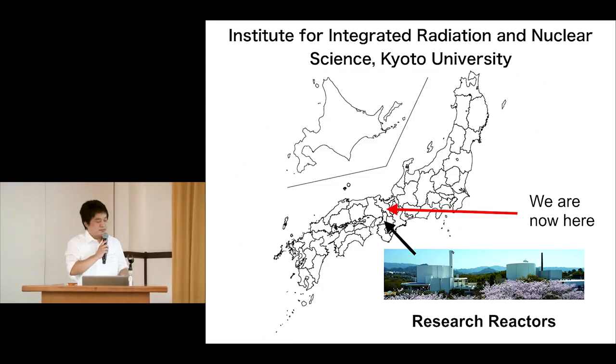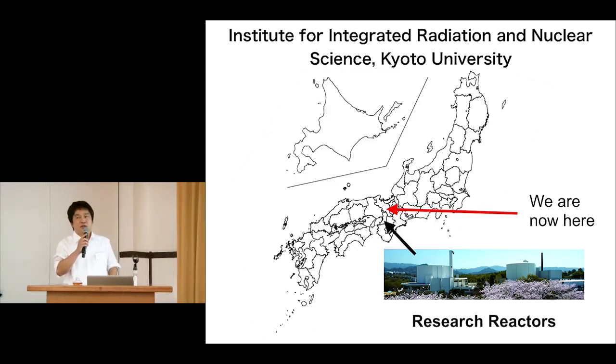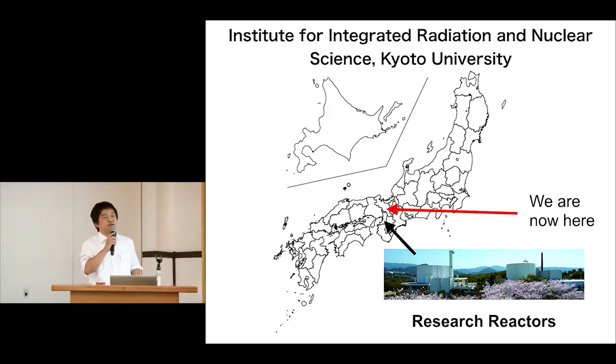Okay, now we are from Osaka. It's next to Kyoto. And some people are using the Kansai International Airport, maybe. And our institute is close to the airport. So maybe from the airport, you can see the two reactors.